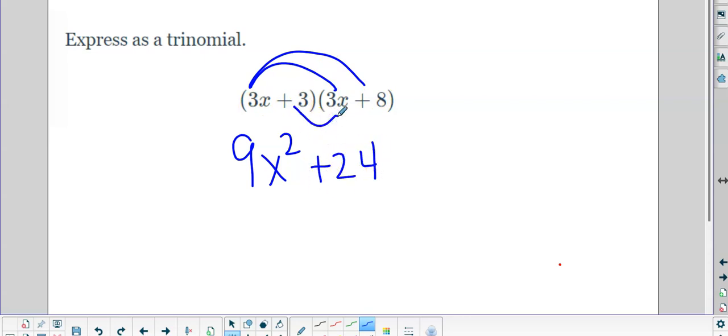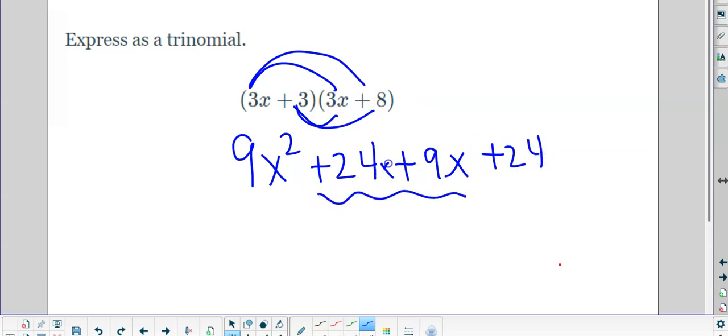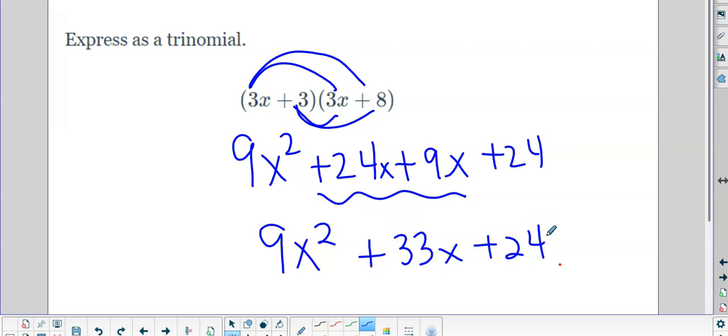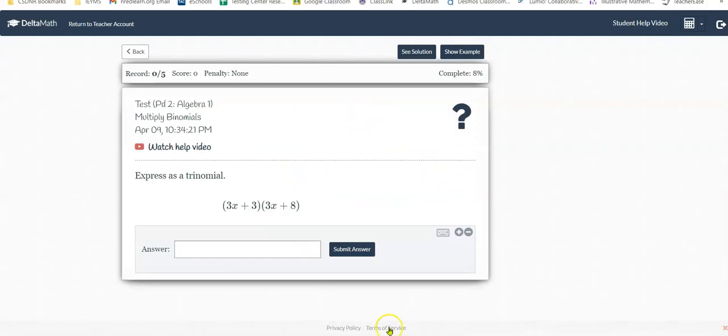Sometimes after you're done double distributing here, moving on to my second term, inside times inside, and last times last, sometimes when you're done, the middle terms will be like terms. 9x squared plus 24x plus 9x, these both are just x's. So I can combine those terms together to get a trinomial. That's why it says express as a trinomial, as a hint. 9x squared plus 33x plus 24.